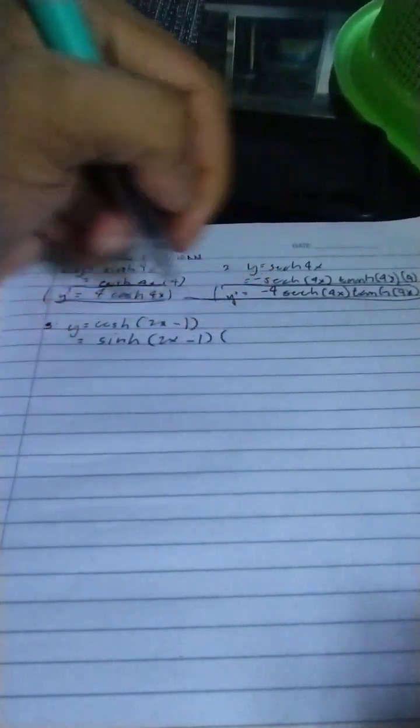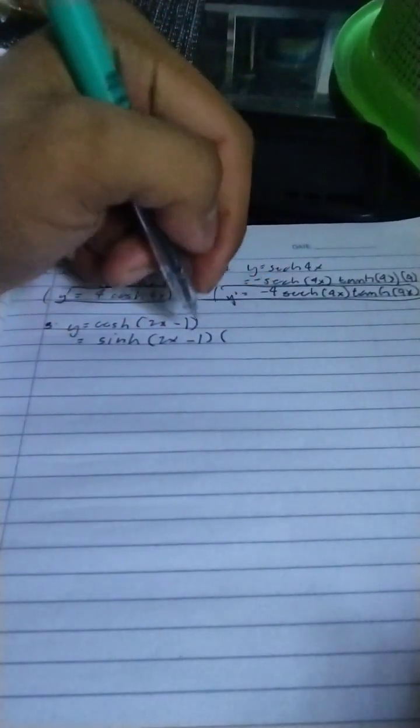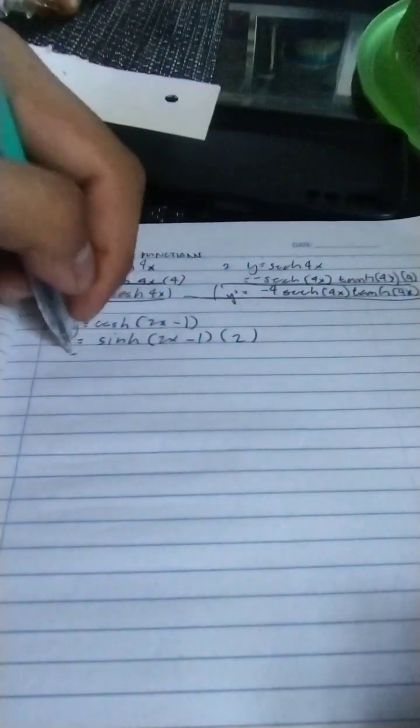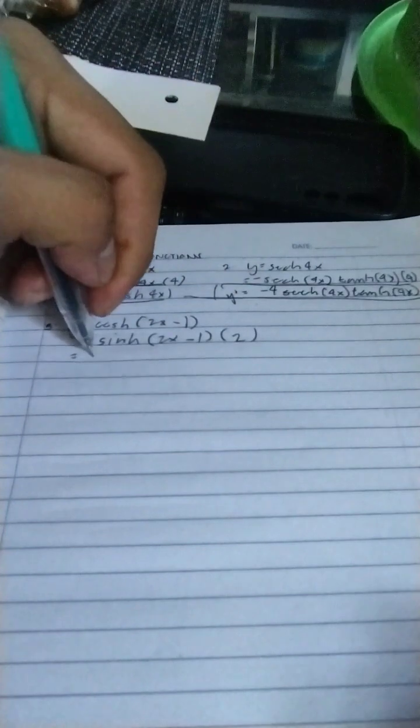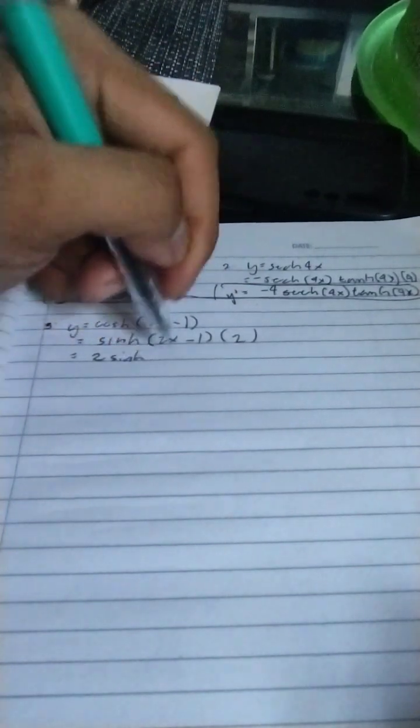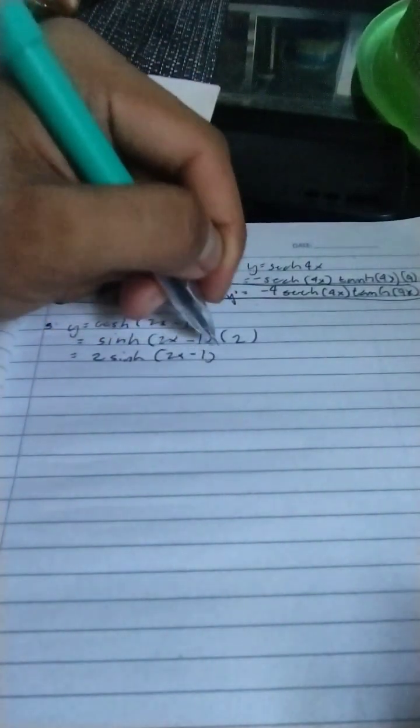Number 3, I have y is equal to hyperbolic cosine of 2x minus 1. Now this is a binomial. So the derivative of hyperbolic cosine is hyperbolic sine. Then copy the angle 2x minus 1, then the derivative of 2x is 2, then negative 1 is a constant, so it means 0. So then 2 times hyperbolic sine is 2 hyperbolic sine of 2x minus 1.